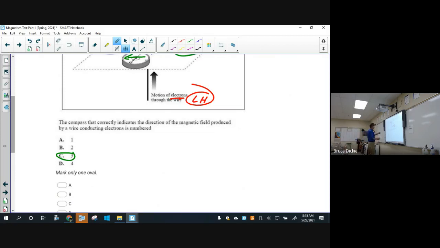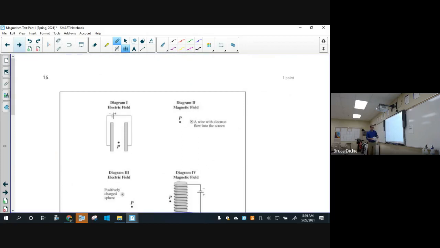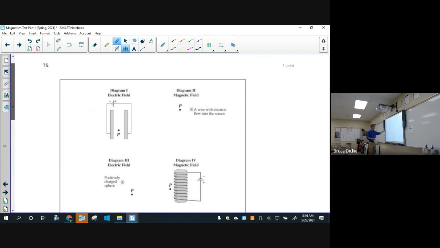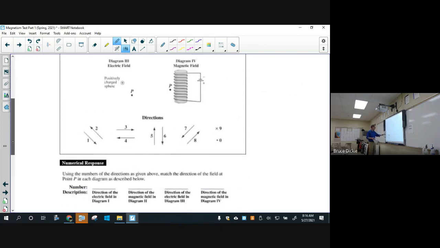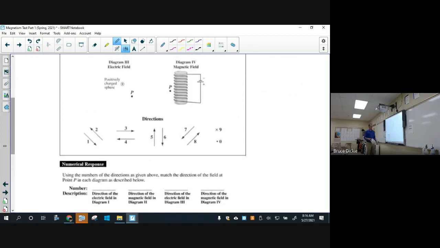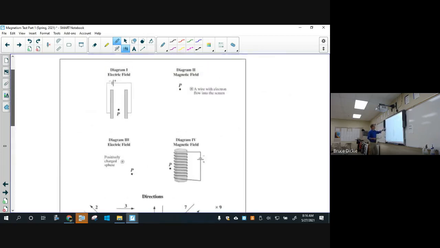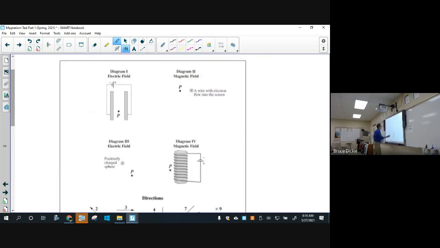Next one. Next one's kind of ugly because you had to do 4 things for this one. We have 4 diagrams here: an electric field, a magnetic field, an electric field, and a magnetic field. And we had to identify the direction of either the electric field or the magnetic field in all 4 cases. So let's look at the first one. The direction of the electric field in diagram 1. Look, electric fields point away from positive toward negative. If this is my battery, then this plate becomes negative, this plate becomes positive, and the electric field is going to point from positive to negative, which is to the left.